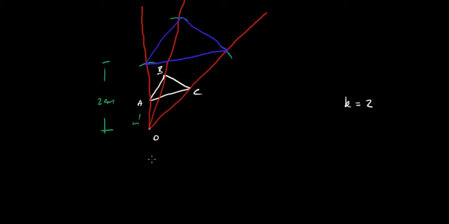In this particular case, this was A, so this point here is going to be called A dash to show that it's an image. This point here was B, so this point up here is going to be B dash. This is C, so this is going to be C dash here.